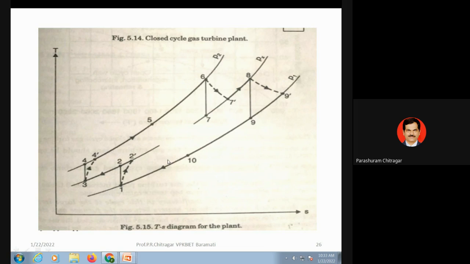नाउ लुक हियर, अगर इसका एफिशिएंसी हमको कैलकुलेट करना है तो हम लोग क्या ऐसे कैलकुलेट करेंगे? नेटवर्क डन डिवाइडेड बाय हीट सप्लाइड. नेटवर्क इज नथिंग बट डिफरेंस बिटवीन द टर्बाइन वर्क एंड कंप्रेसर वर्क, और जनरली टर्बाइन वर्क माइनस कंप्रेसर वर्क लेते. नहीं तो दूसरा टर्म में, हीट सप्लाइड माइनस हीट रिजेक्टेड डिवाइडेड बाय हीट सप्लाइड, ऐसा भी कर सकते हैं. मतलब बेस्ड ऑन द वर्क एंड बेस्ड ऑन द हीट, दोनों भी आप लोग कैलकुलेट कर सकते हैं.